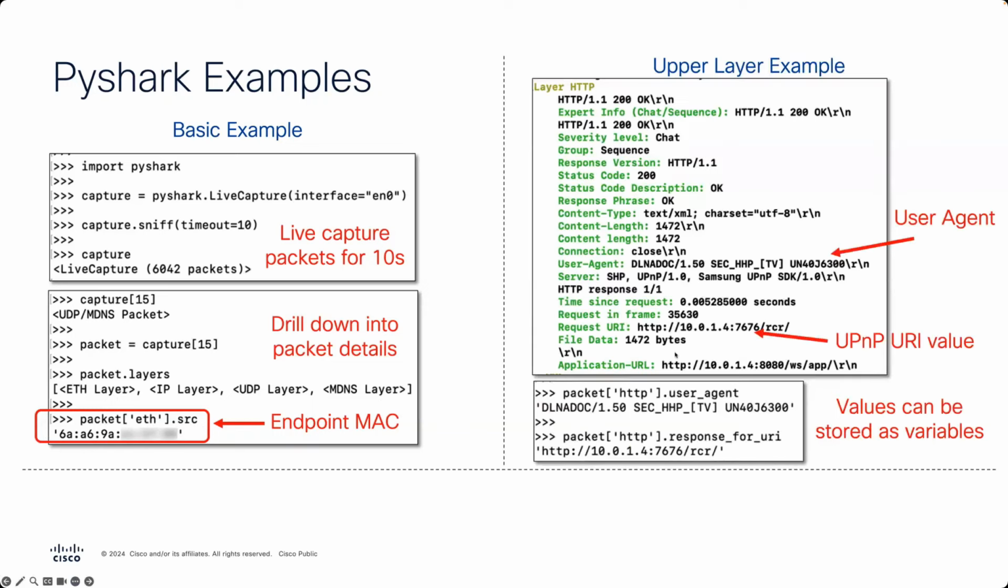In this case, let's look at an example of a higher level OSI, or like a layer 7 packet, where I could see an HTTP advertisement.